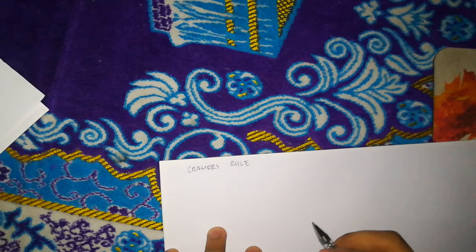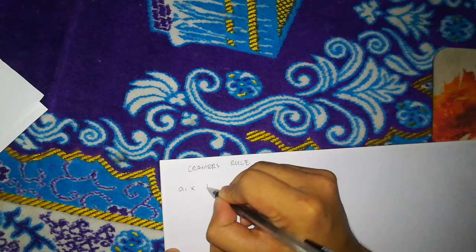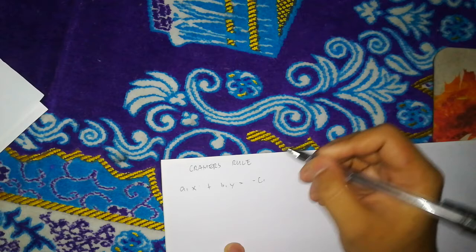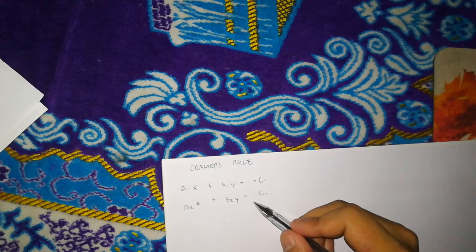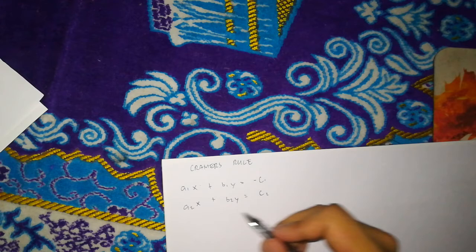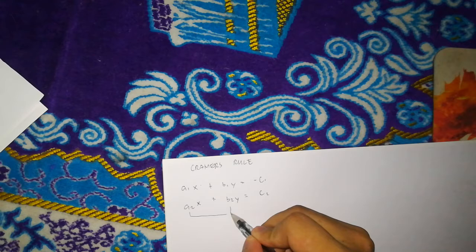Cramer's rule. This is just an example. This a and 2 is just a coefficient. It is not a squared or b squared or something. It is just a coefficient.